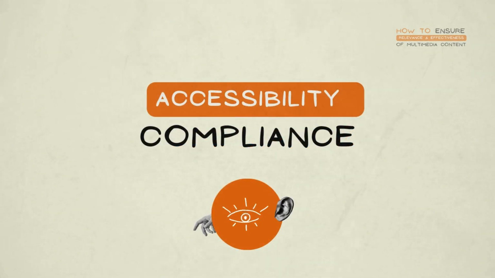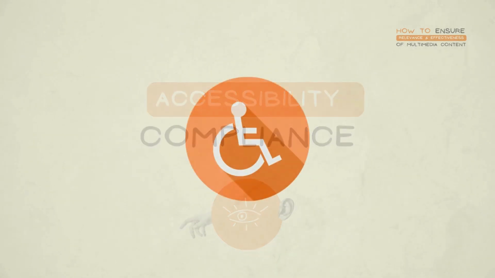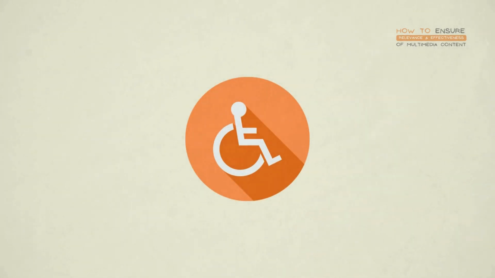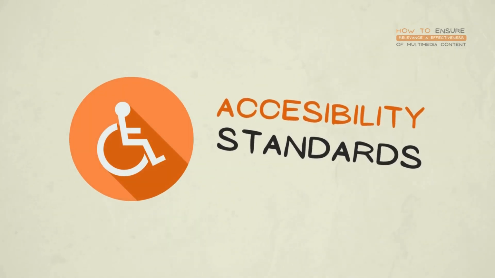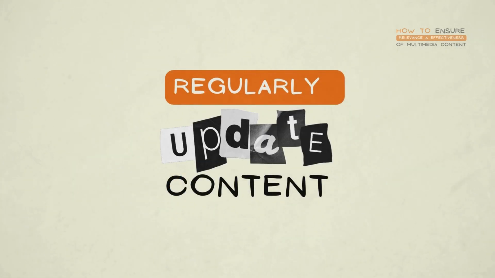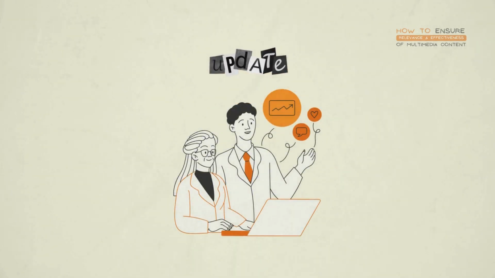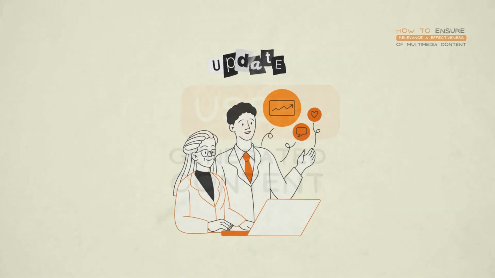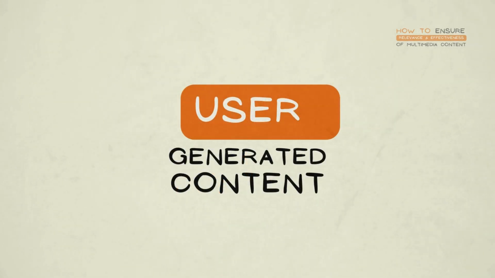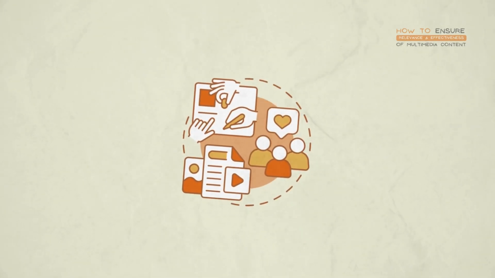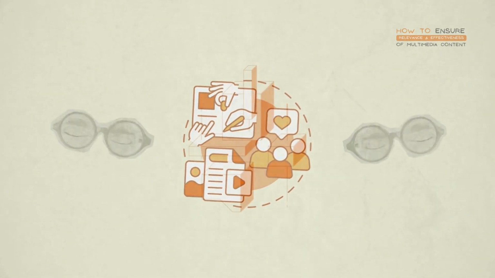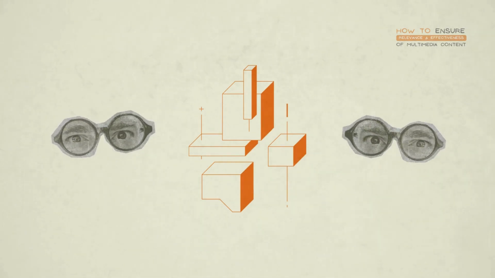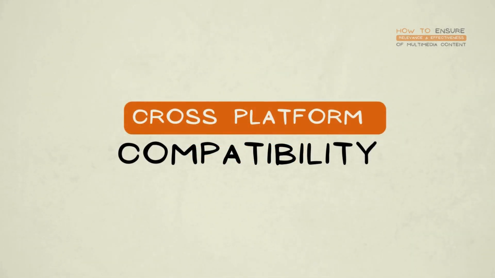Second, ensure accessibility compliance, including those with disabilities, by following accessibility standards. Third, regularly update content so it reflects the latest information and trends. Fourth, implement user-generated content. This means encouraging users to contribute content, fostering engagement and diverse perspectives. Fifth, integrate cross-platform compatibility.